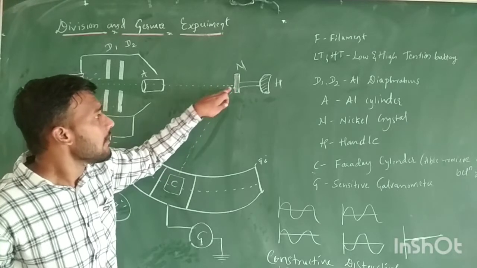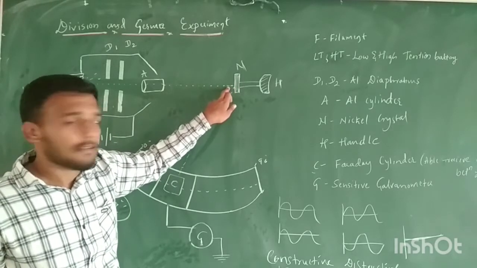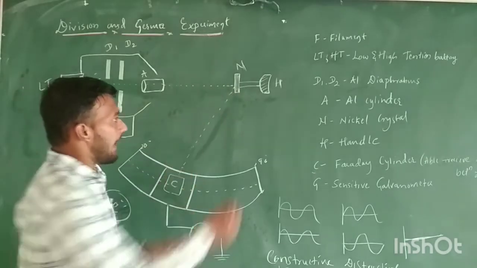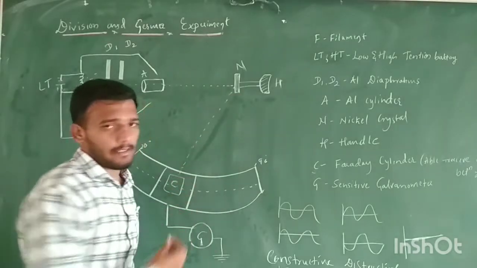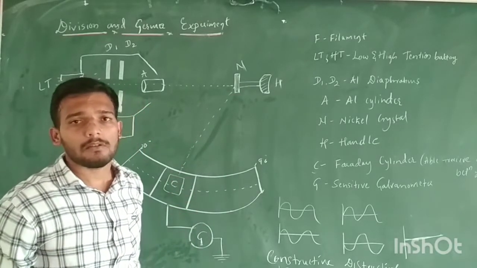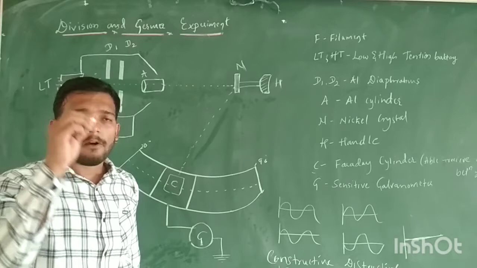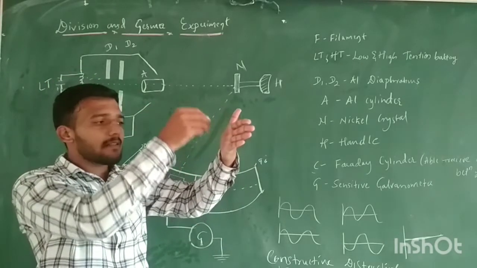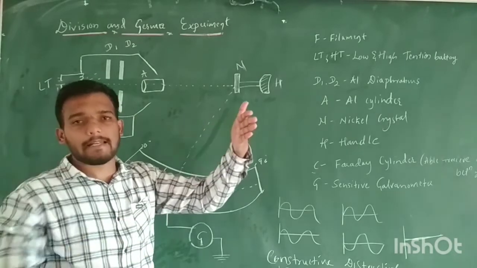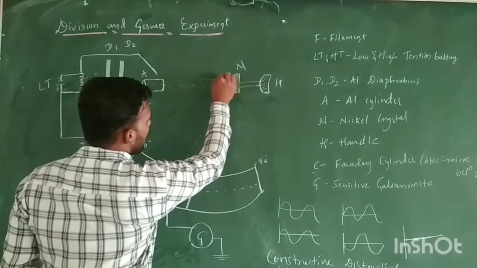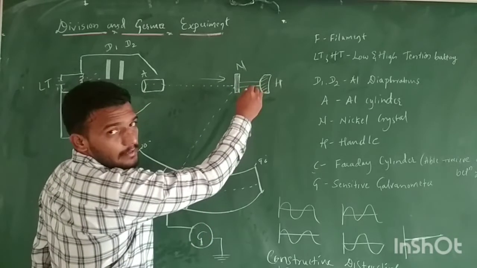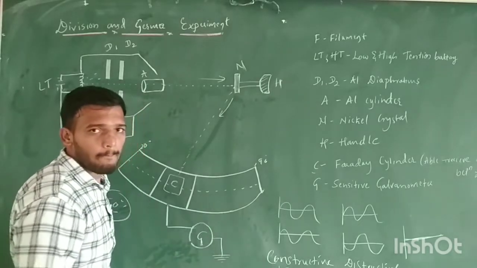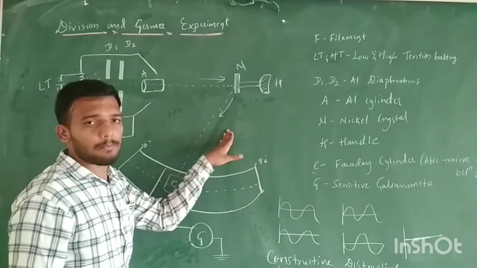When the incident electrons strike the nickel crystal, they are diffracted. Diffraction, you know, is when light or an electron strikes an obstacle or material and changes its original direction. It was moving in one direction, but after hitting the crystal it changes direction. So diffraction takes place.